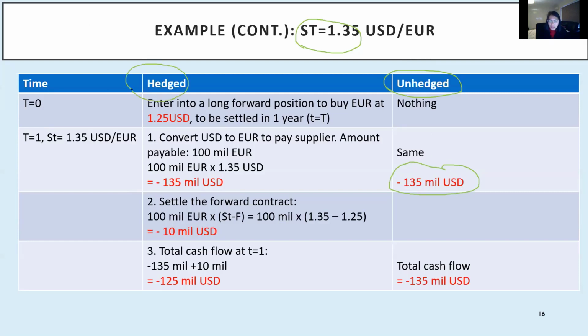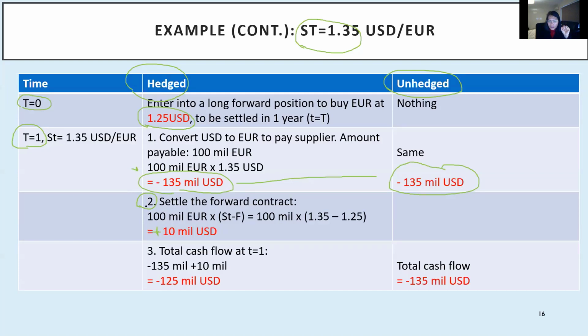With the hedge position at time 0, exactly the same as before, I have entered into a long forward position. At time t equals 1, this is when I have to pay my supplier. I'm going to buy 100 million euro in the spot exchange market, and I'm going to pay the same amount as this guy here. But I'm going to have an additional position in the forward contract. And in this case, it should be a positive number.